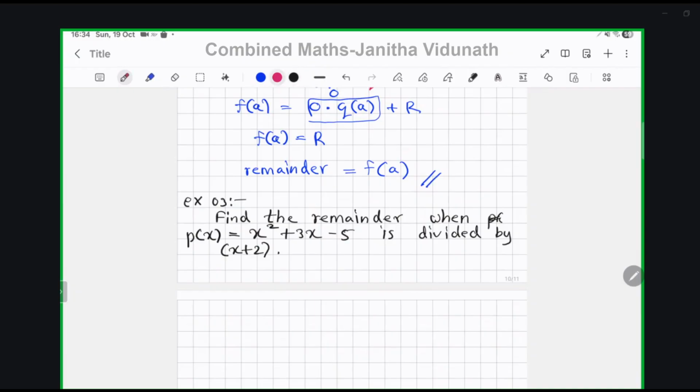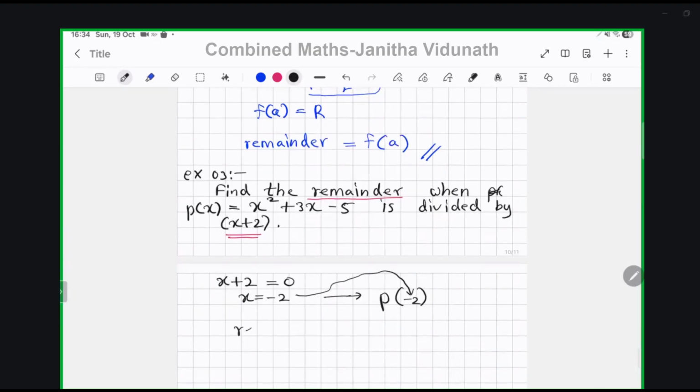Here they ask only about the remainder, and we are dividing by x plus 2. That means our divisor is a linear polynomial. Then we can use the remainder theorem. We need to set the divisor equal to 0, then we will get x equal to minus 2. Then we need to substitute that value into our dividend, our function.